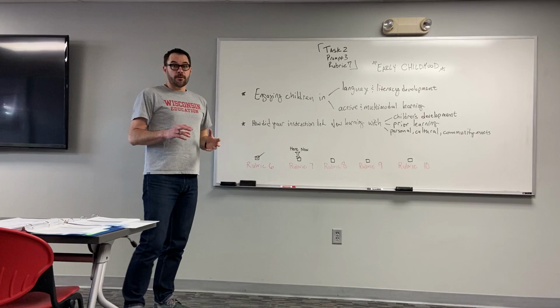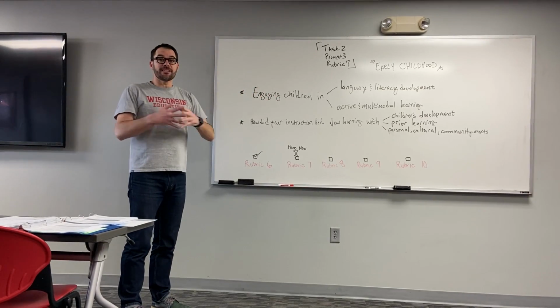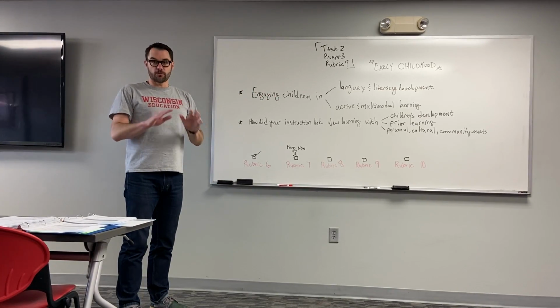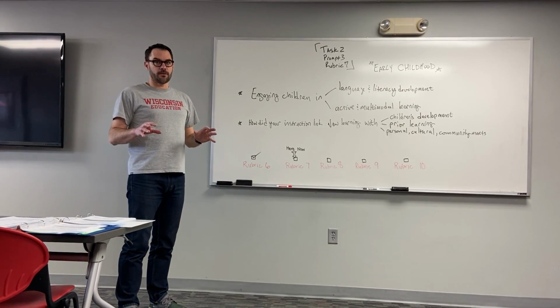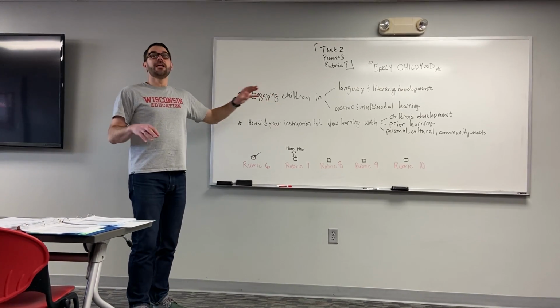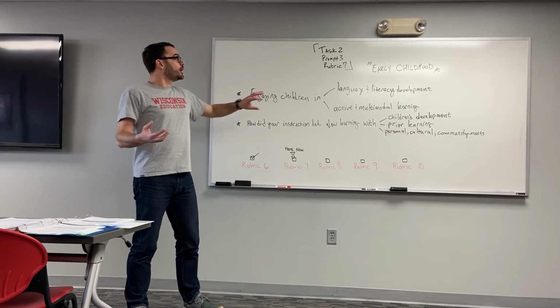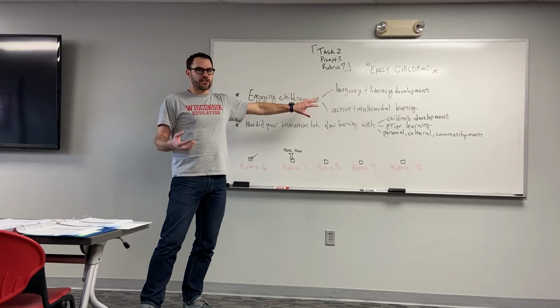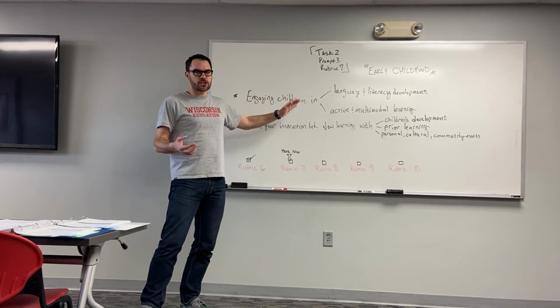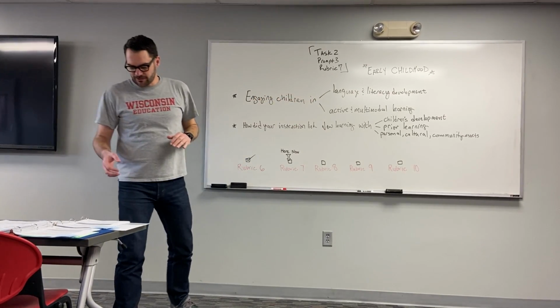You may have a clip that shows you doing both of these things at the same time. That's wonderful, that's great. You can use that clip to provide evidence for both. In your description, where you're talking about the clip and providing context, you'll just want to say the ways in which it provides evidence of you engaging children in both of these different ways.